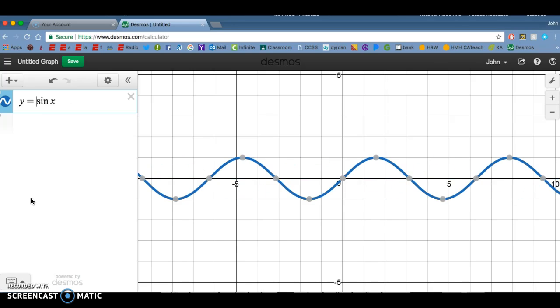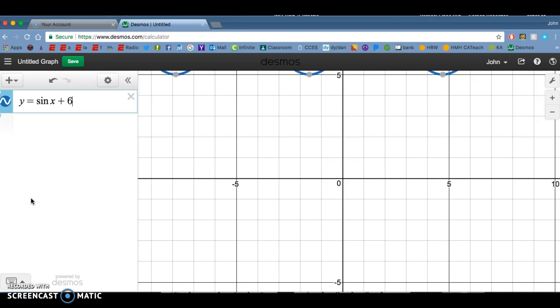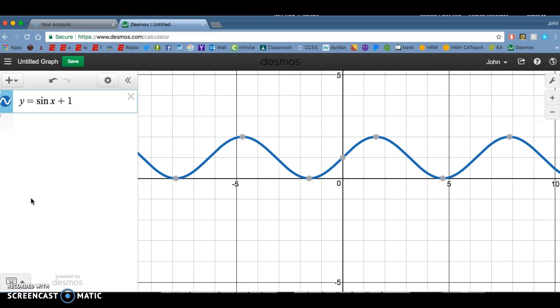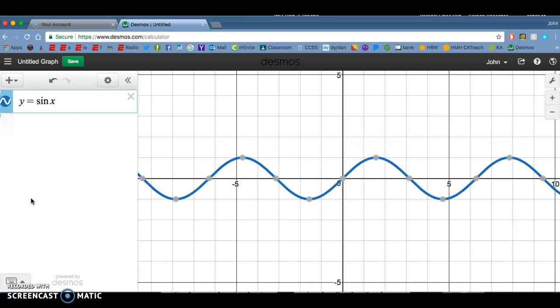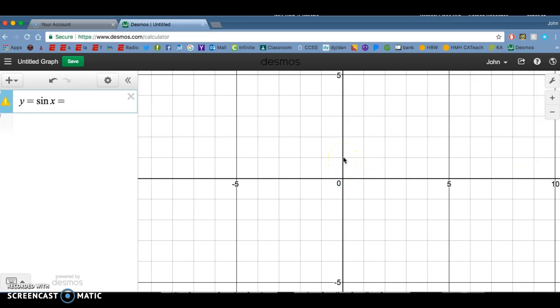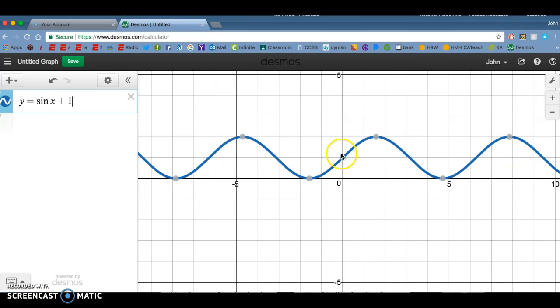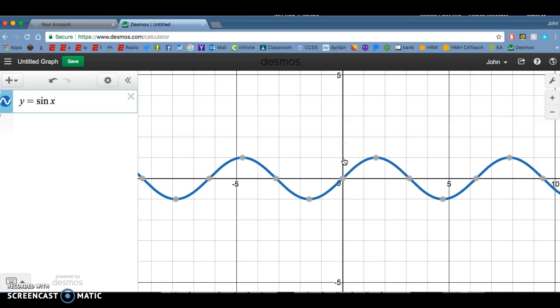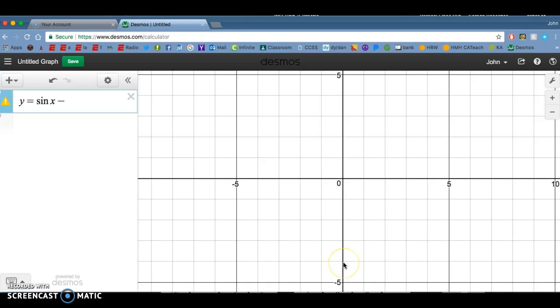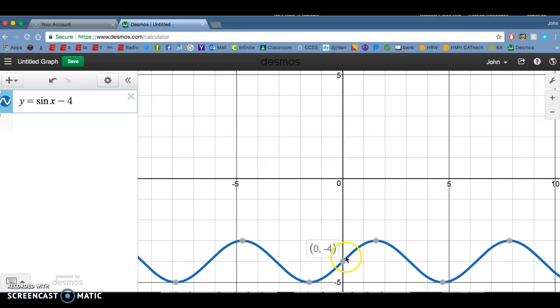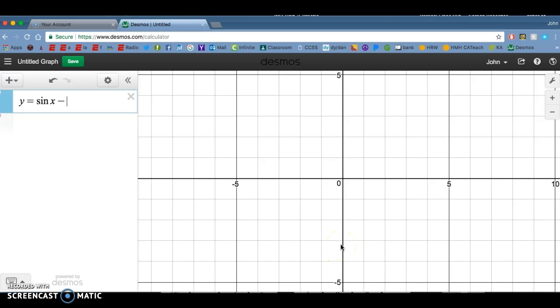Okay, so let's see here. If we add numbers here at the end, it is going to raise our waves up, our sine function. So instead of being right here where this point is at 0, 0, if we want to move it up 1, then we just add 1 right there. So now it moves up. We can bring it down to about right there by subtracting 4, and then we can move it up and down as we please.